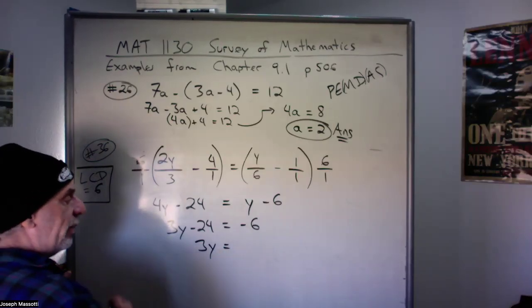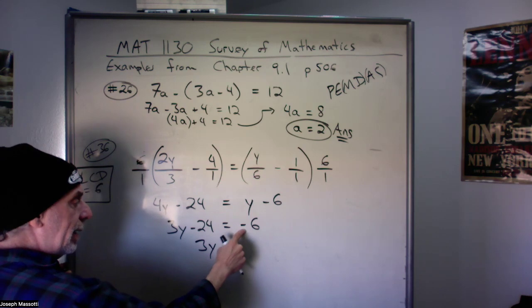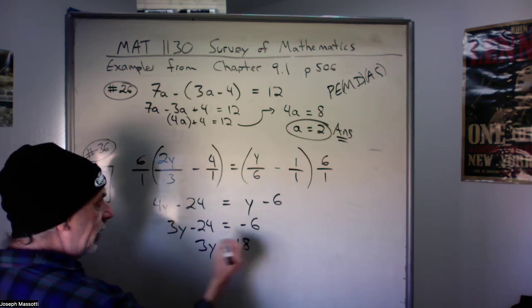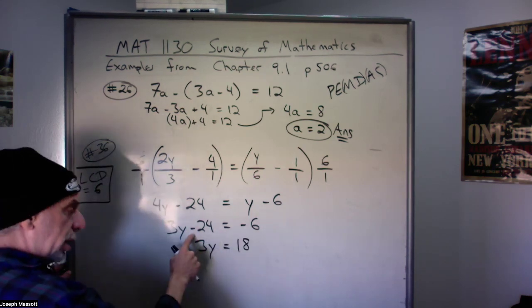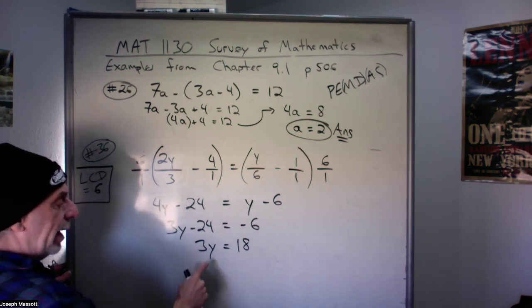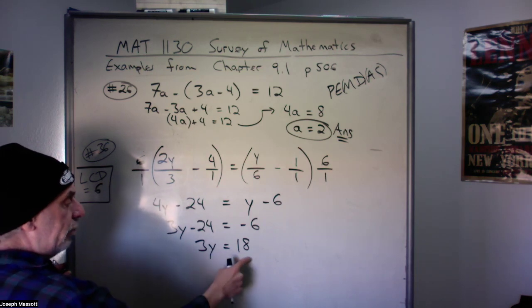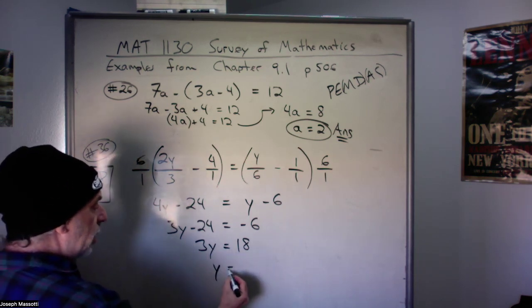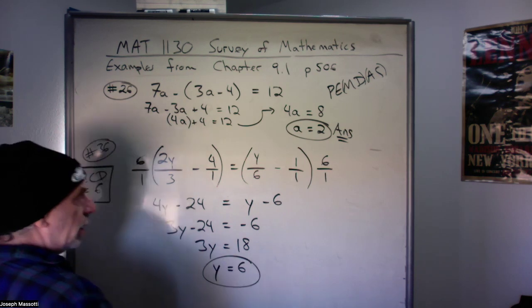If I add 24 to a negative 6, I'm going to get a positive 18, right? Negative 6 plus 24 gives me a positive 18. And one more step, we divide by 3 on both sides, and we get our answer of 6.